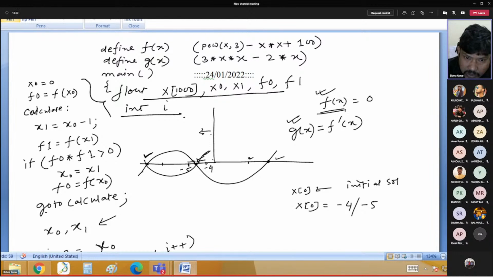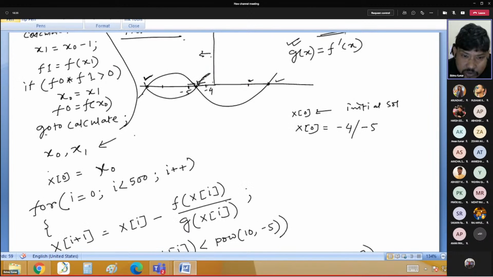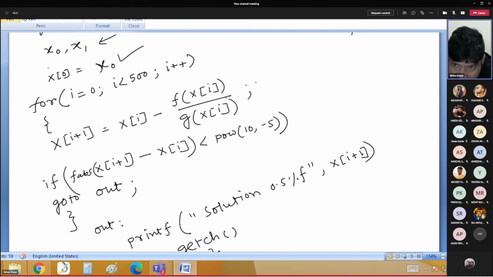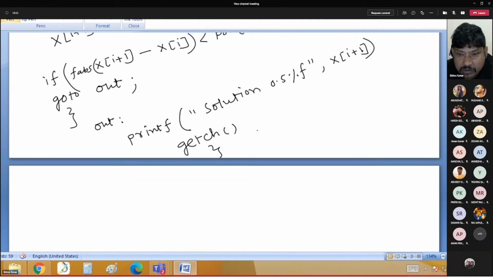With the help of the program, you just pick up 2 points where the graph is changing sign. Among them, any one is your initial solution. Using that recurrence relation of the Newton-Raphson method, calculation. But it will do lots of iteration. That condition: up to 5 decimals in 2 consecutive matches. Go to out, print the result.